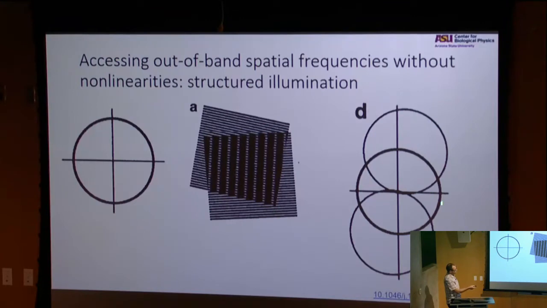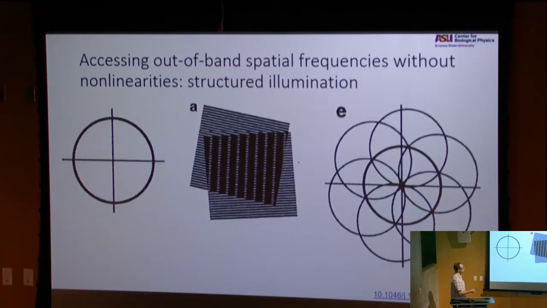The actual thing you're detecting is these two sets of extra transfer function regions which are centered around the frequency of your pattern. So I'm going to show you a more concrete example of this. This can be a bit abstract the first time you see it.